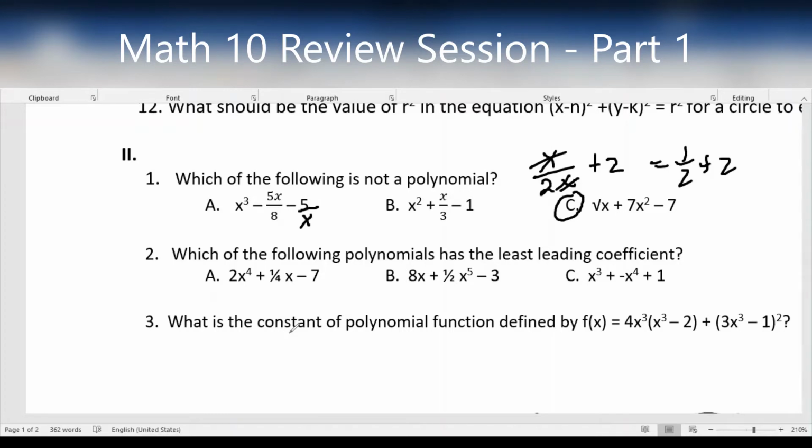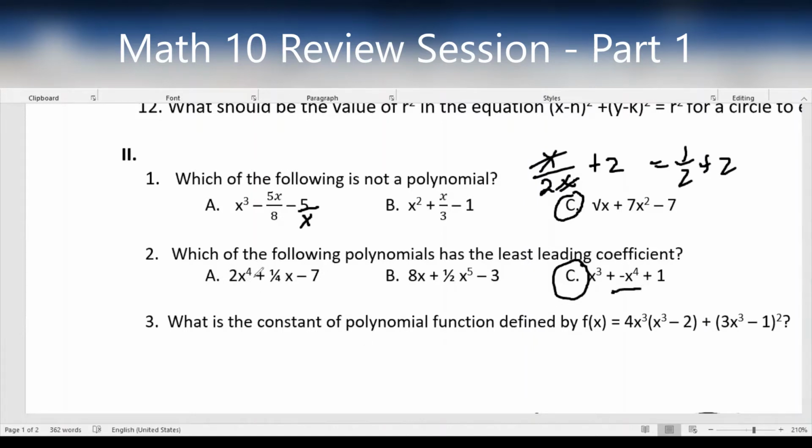Yung tanong po ay, which of the following polynomials has the least leading coefficient po? Yung aming sagot po ay letter C po. Yes. Explain to us. Kasi po yung leading coefficient po ay negative 1 po. Yes, so negative 1. So how do you determine the leading coefficient? Simply look at, are you done na ba, Danny? That's all? Sige, yes, let me add to her explanation.